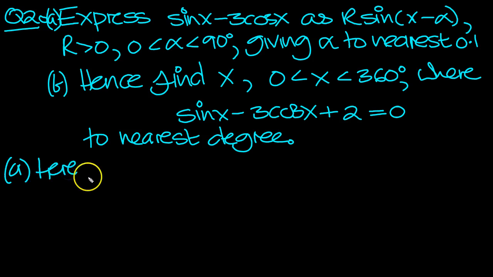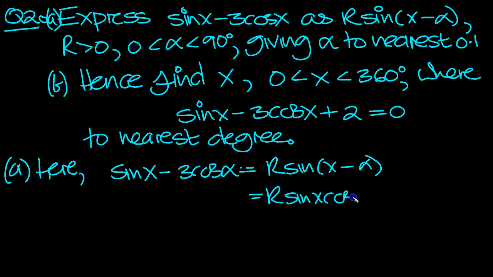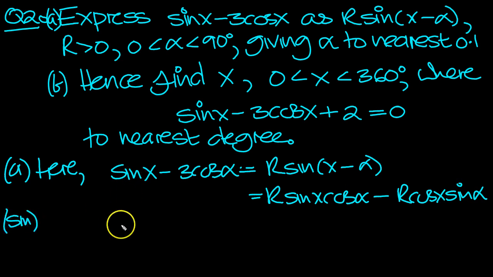So here, what have we got? Sin x minus 3 cos x is equal to r sin(x minus alpha), which is equal to r lots of sin x cos alpha minus cos x sin alpha. That's the formula. Now we can equate sines and cosines. Let's equate the sines: r cos alpha is equal to the sines on the other side, which is 1.